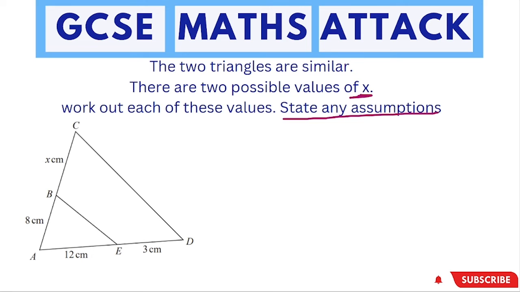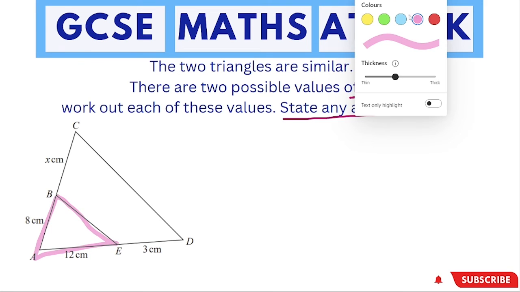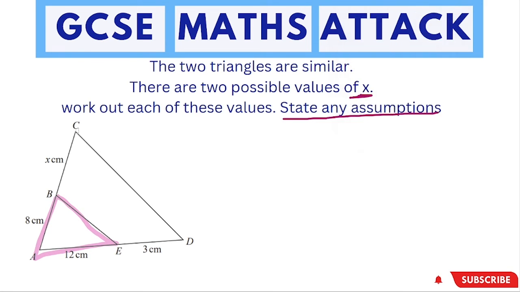So we can see that there are two triangles. There's one mini one over here, so A, B, and E. And we can see that there is a larger triangle over here, which is A, C, D. Okay, so there's two triangles. So what I'm going to do is I'm going to draw them out. So I'm going to draw the smaller triangle over here.